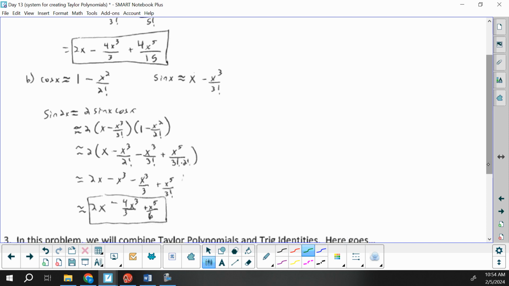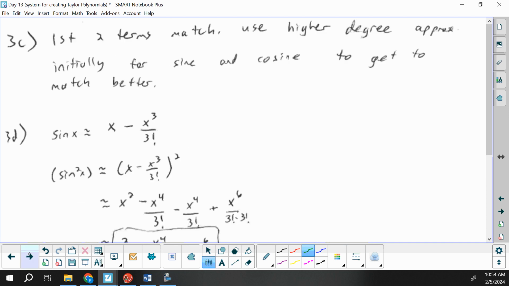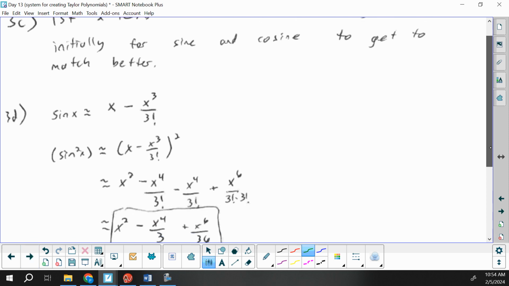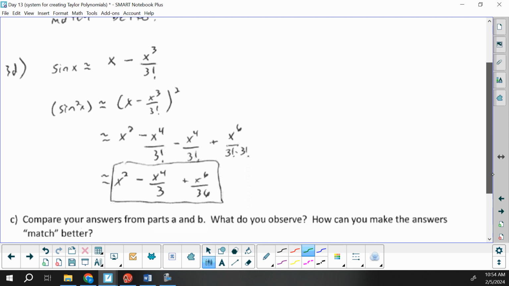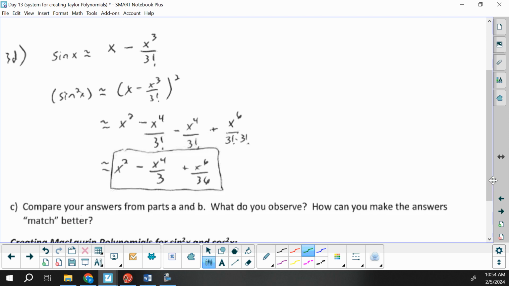Part C wanted us to compare those. And when we compare those, the first 2 terms did match. If we wanted to get them to match more terms, we could have just used higher degree approximations of the original sine x and cos x. In D, we were going to find sine squared by taking our 3rd degree for sine and squaring it. So if you write it out twice and multiply it out, you end up getting what's in the box there.